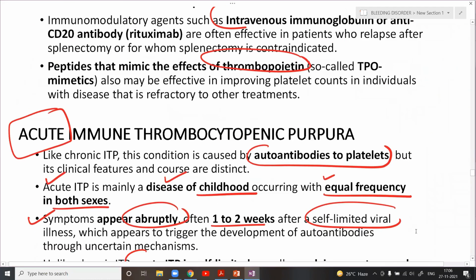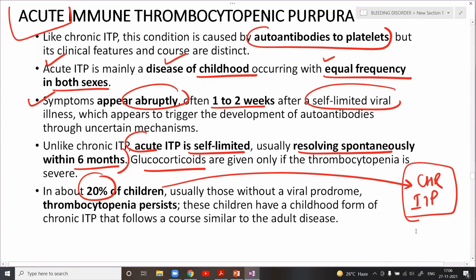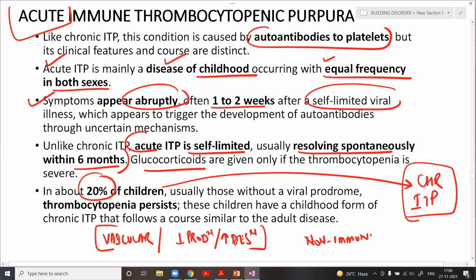Any doubts with regards to the understanding of today's lecture? Any doubt? No, sir. Okay, so today we have discussed the vascular causes of bleeding. We have discussed partly thrombocytopenia because of decreased production, and we have also discussed thrombocytopenia because of increased destruction of the platelets. We have already discussed the immune mechanisms of platelet destruction. In the next lecture, we are going to start with the non-immune mechanisms of platelet destruction.